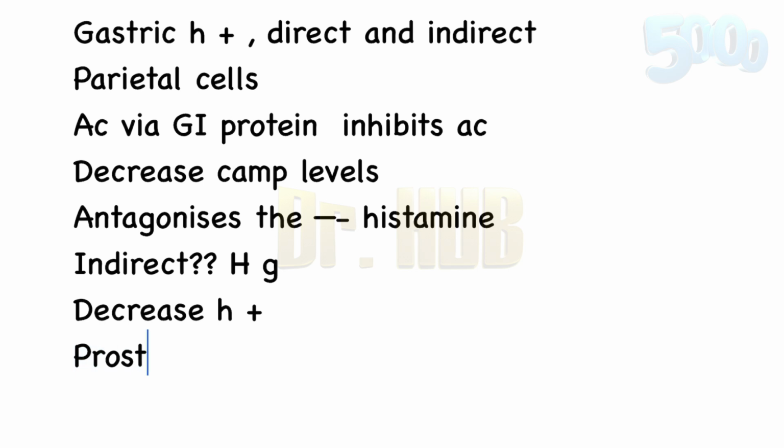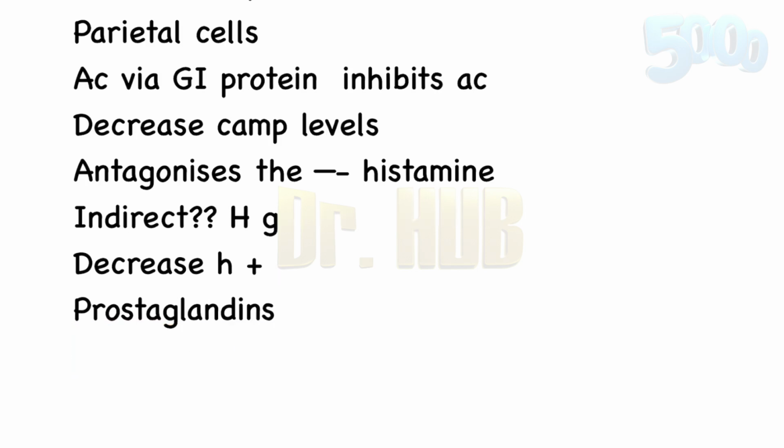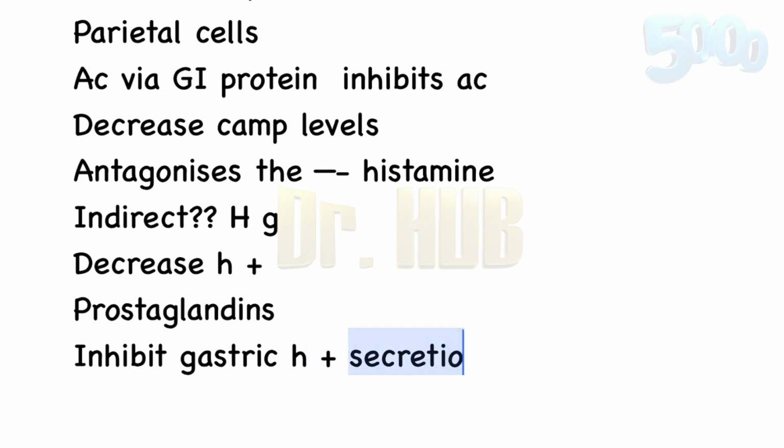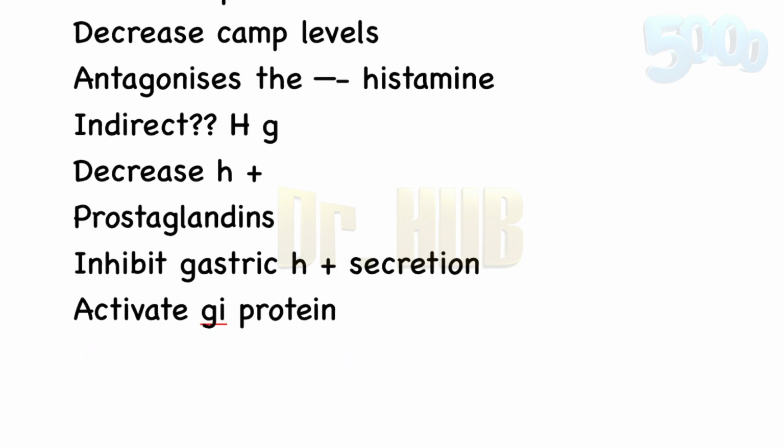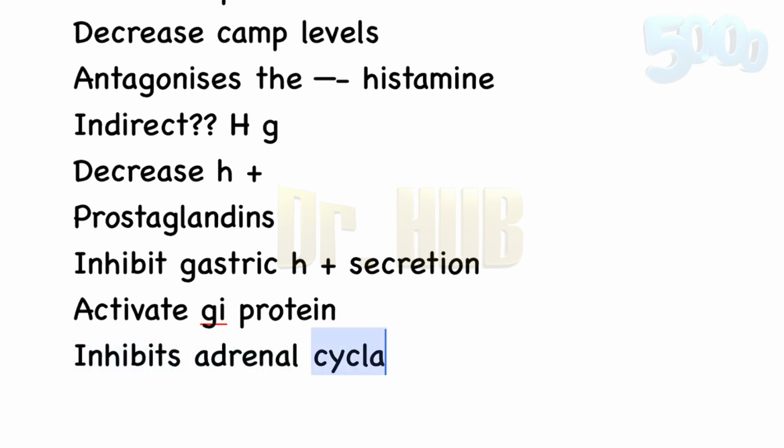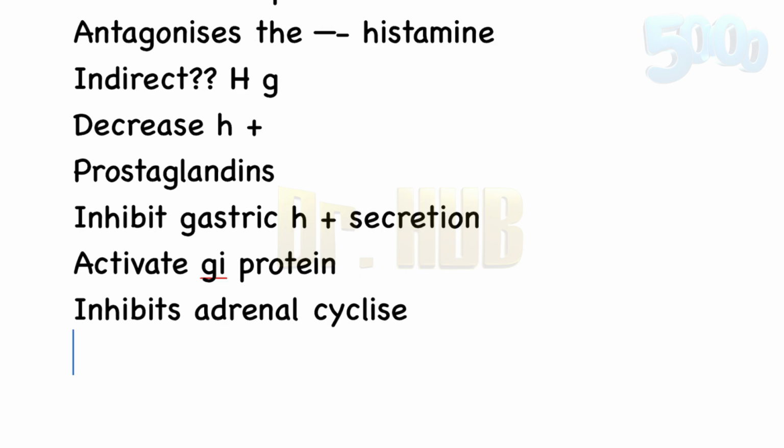Next we move on to the prostaglandins. Prostaglandins inhibit the gastric H plus secretion by activating the Gi protein. It inhibits the adenyl cyclase and decreases the cAMP levels. So what happens to the cAMP levels?